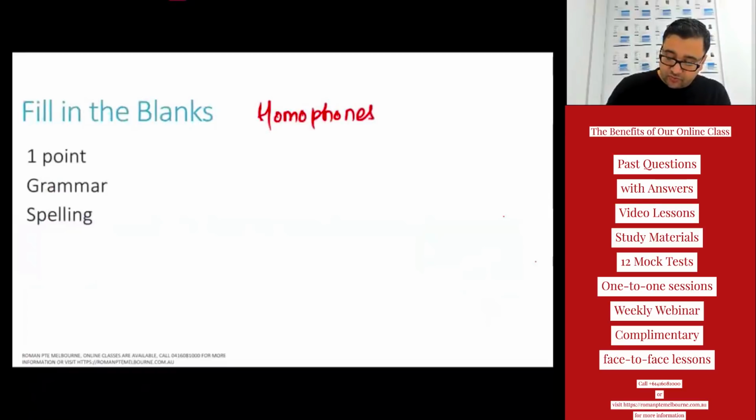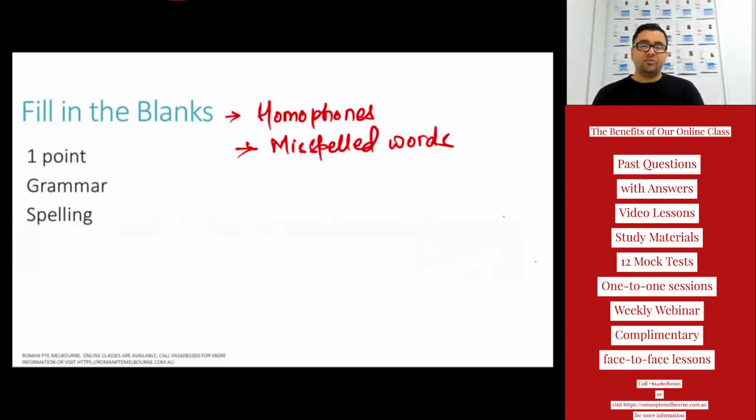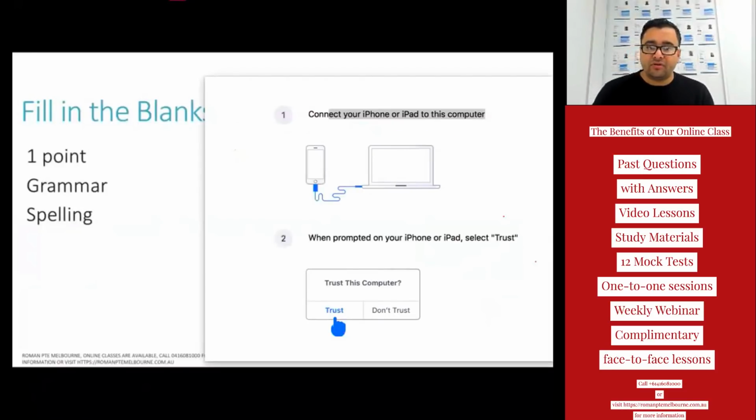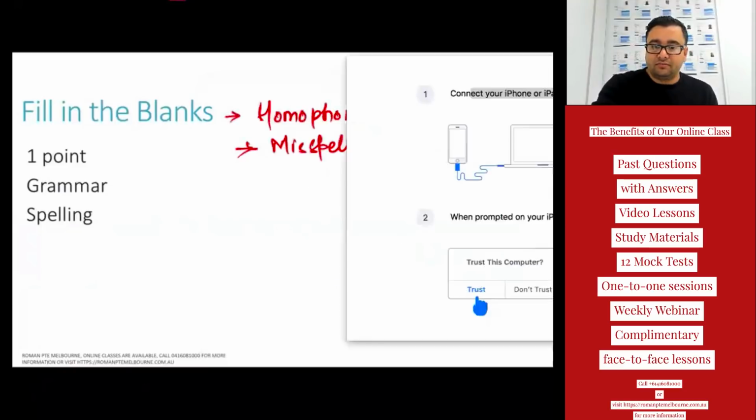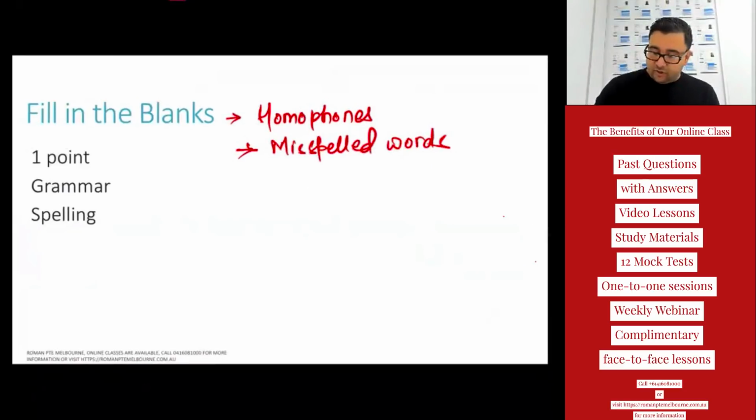And again, you can download the list of homophones from our website, and the other one is commonly misspelled words. Again, there is a list of around 100 words which are commonly misspelled and which are often asked in academic tests. So you need to make sure that you know about these words and you know how to do them. That's for filling the blanks.